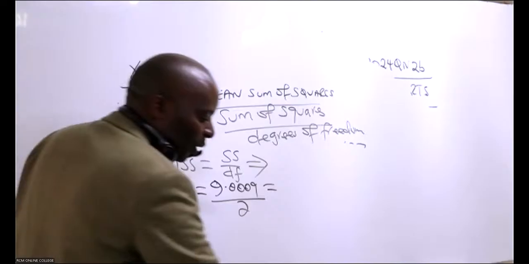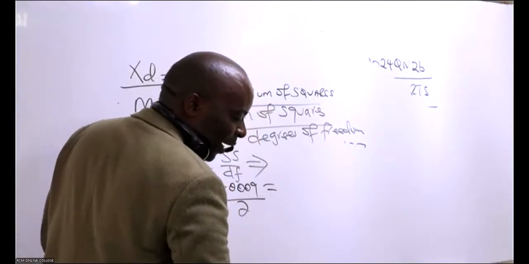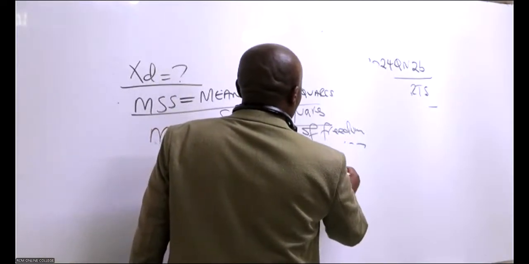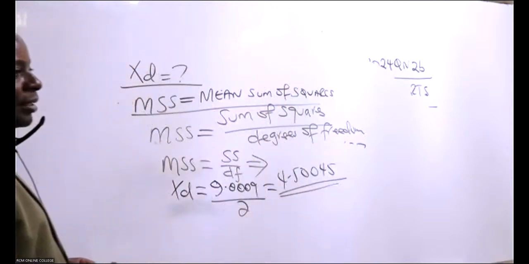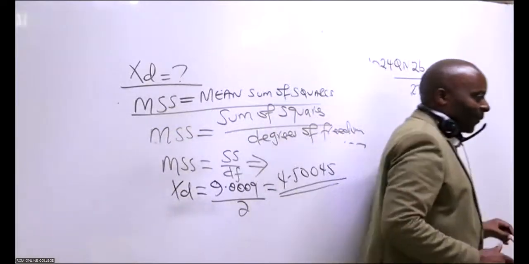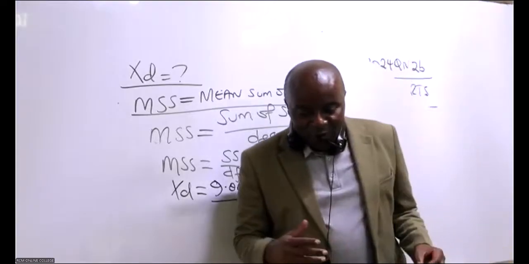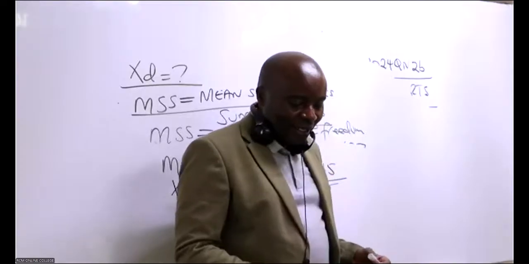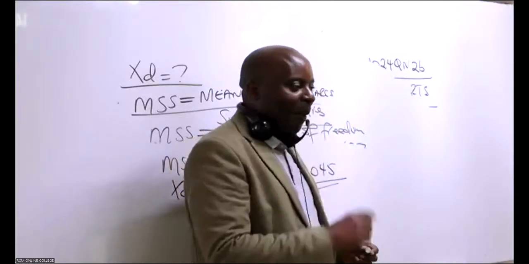So what are we able to get, ladies and gentlemen, here? 4.50045. Thank you so much. That is XD. Do we have XE or that is it? We have XE, yeah? XE already, Harriet has gotten it. Harriet has already gotten XE as 1.4749. Yes.